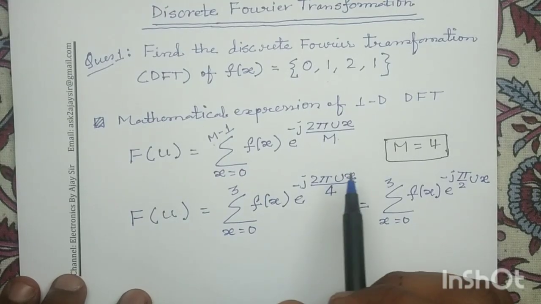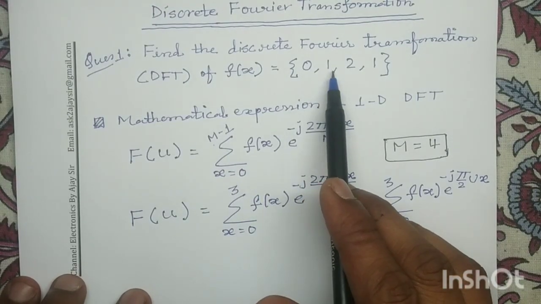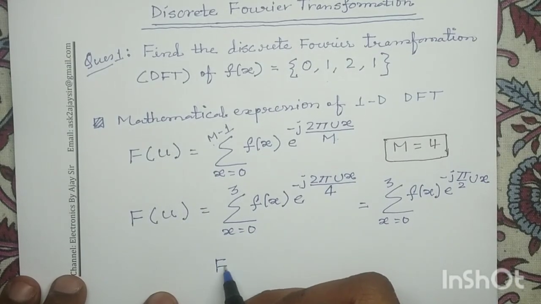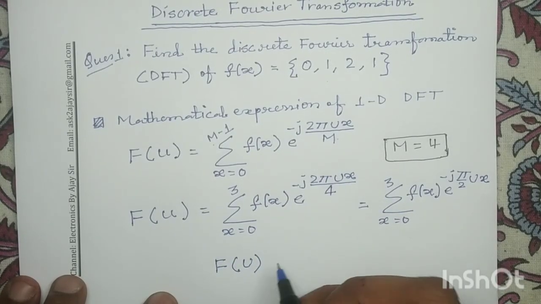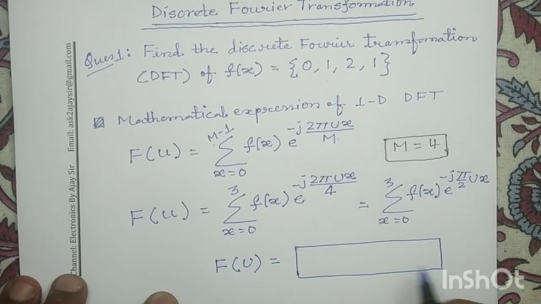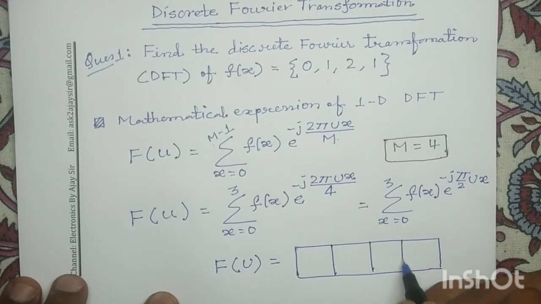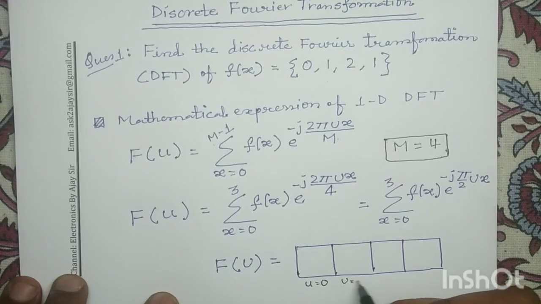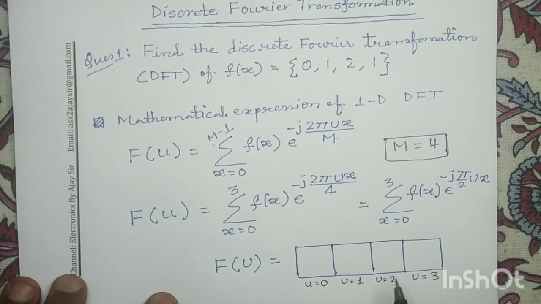Since in our input signal there are 4 points, 0, 1, 2, 1, the DFT for this given input signal f of x, that is f of u, also consists of 4 points. These points are u equals 0, u equals 1, u equals 2, and u equals 3. So we have to compute f of u for u equals 0, 1, 2, and 3.